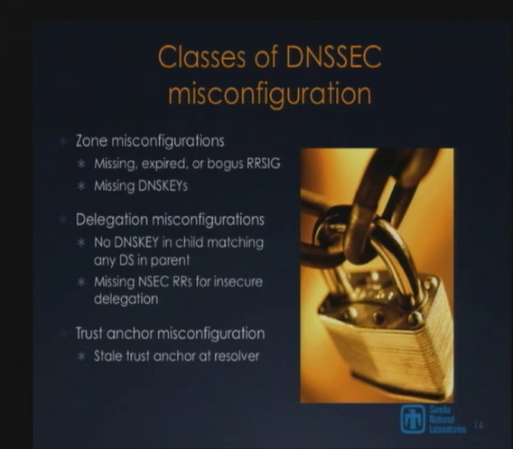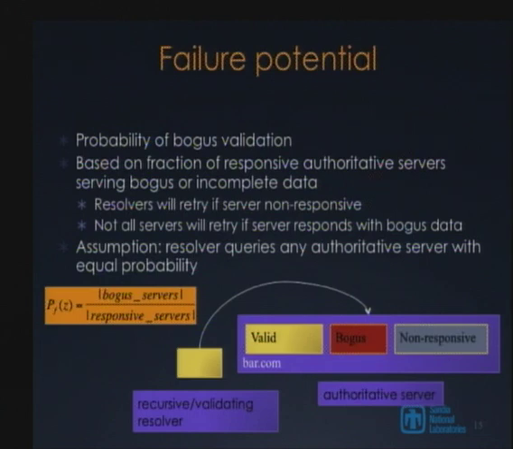Okay? Delegation class misconfigurations would be the case where I mentioned where there are DS records in the parent, but they don't map to any DNS key in the child. There's a problem, you have a broken delegation. And you can't follow the chain of trust down. And then there's also, if you have your trust anchor that's maintained at the resolver, the one that's actually doing all the work, if something changes with the DNS key on the authoritative server that corresponds to that trust anchor, and your trust anchor doesn't change accordingly, then you'll have problems as well. Okay, so those are 3 different classes. And in this presentation, we'll just focus on the 2, the zone class and delegation class.